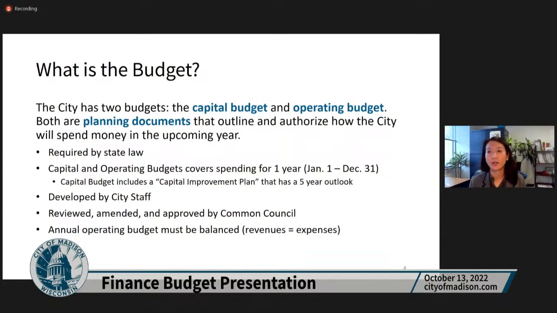The staff on this call are all in the finance department, but developing the budget is a citywide effort that involves collaboration with every department. City staff, department heads, managers, and line staff work on developing what their agencies need, present it to the mayor's office, and work with the finance department to turn their agency requests into the executive budget that's ultimately presented to the Common Council to be reviewed, amended, and adopted. One key factor about the operating budget is that it must be balanced, meaning that expenses cannot exceed revenue. So we can't spend more money than we have coming in.